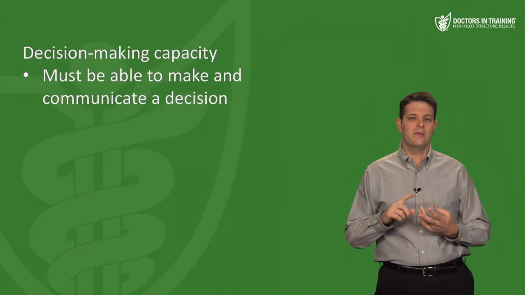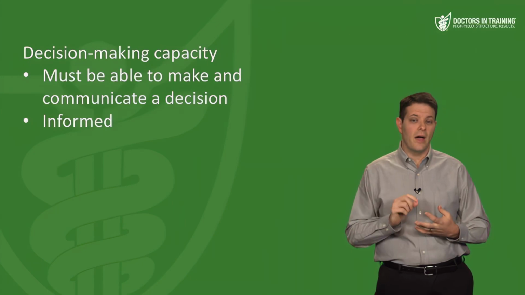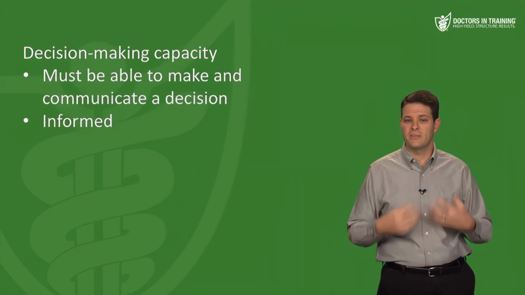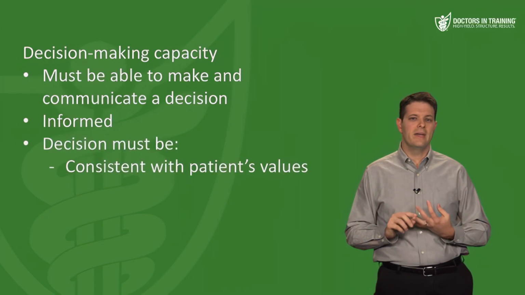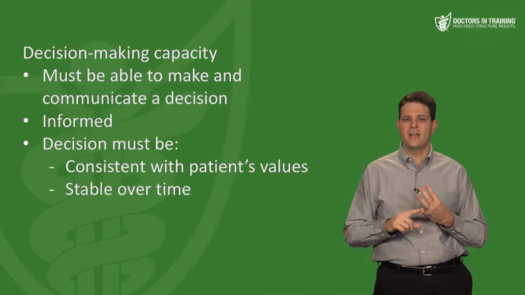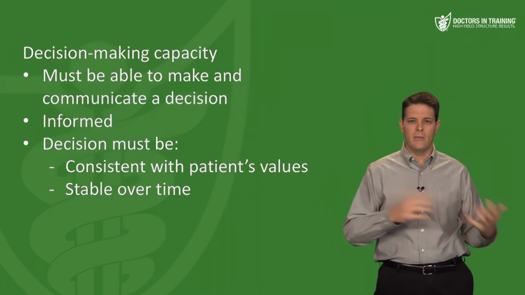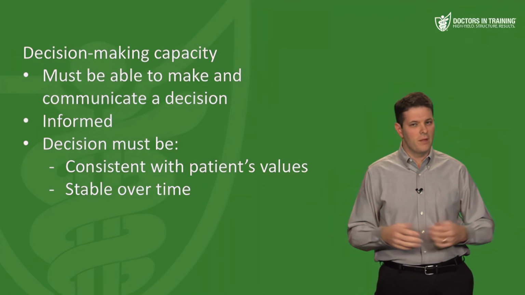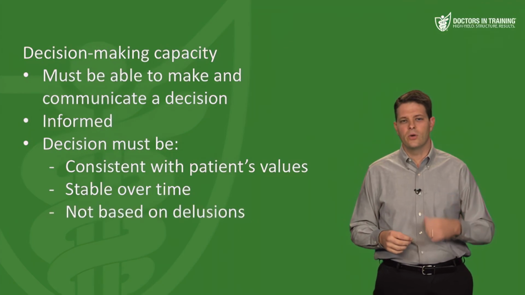The patient also has to be informed. You've discussed the risks and benefits and alternatives, and ideally the patient should be able to repeat some of those things back to you to indicate that they truly understand them. The decision that the patient makes has to be consistent with the patient's values and goals. The decision has to be stable over time. Patients have the right to change their mind, but if they're constantly going back and forth on whether or not to have surgery, there might be a problem. And then finally, the decision is not based on delusions or hallucinations.